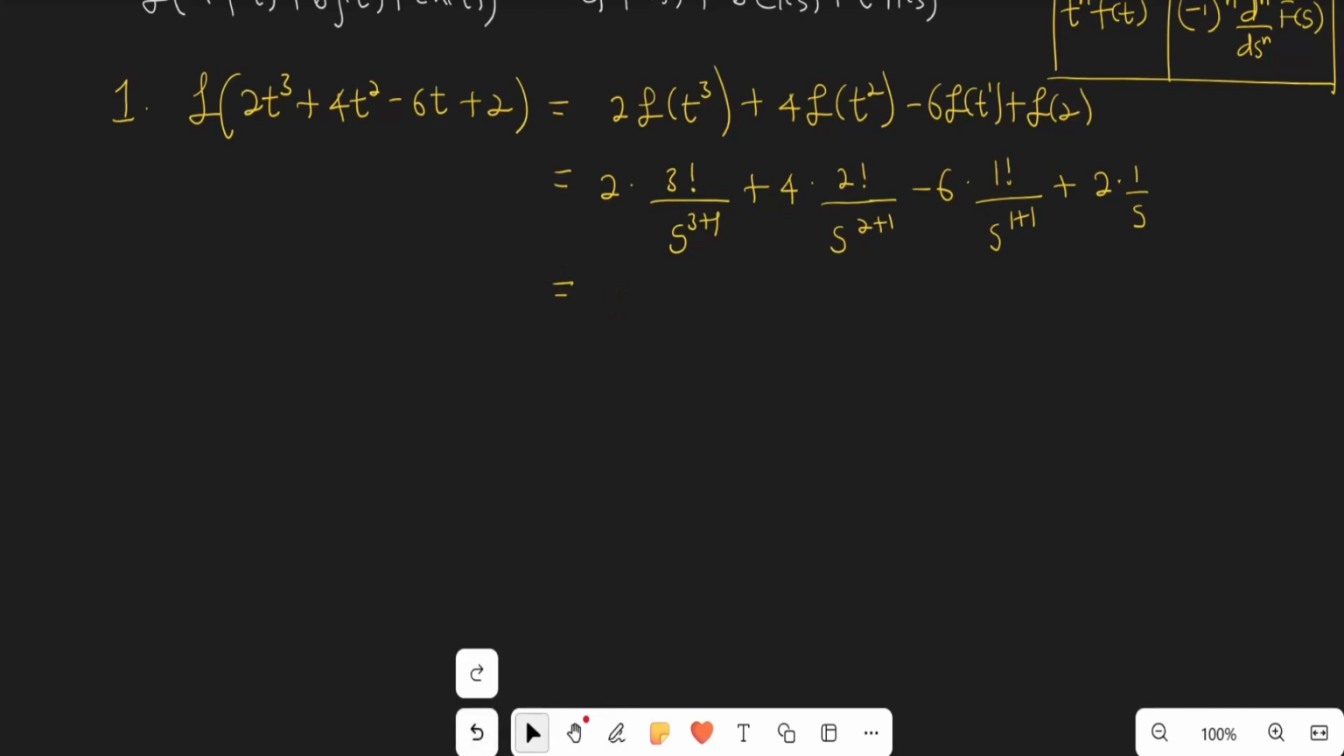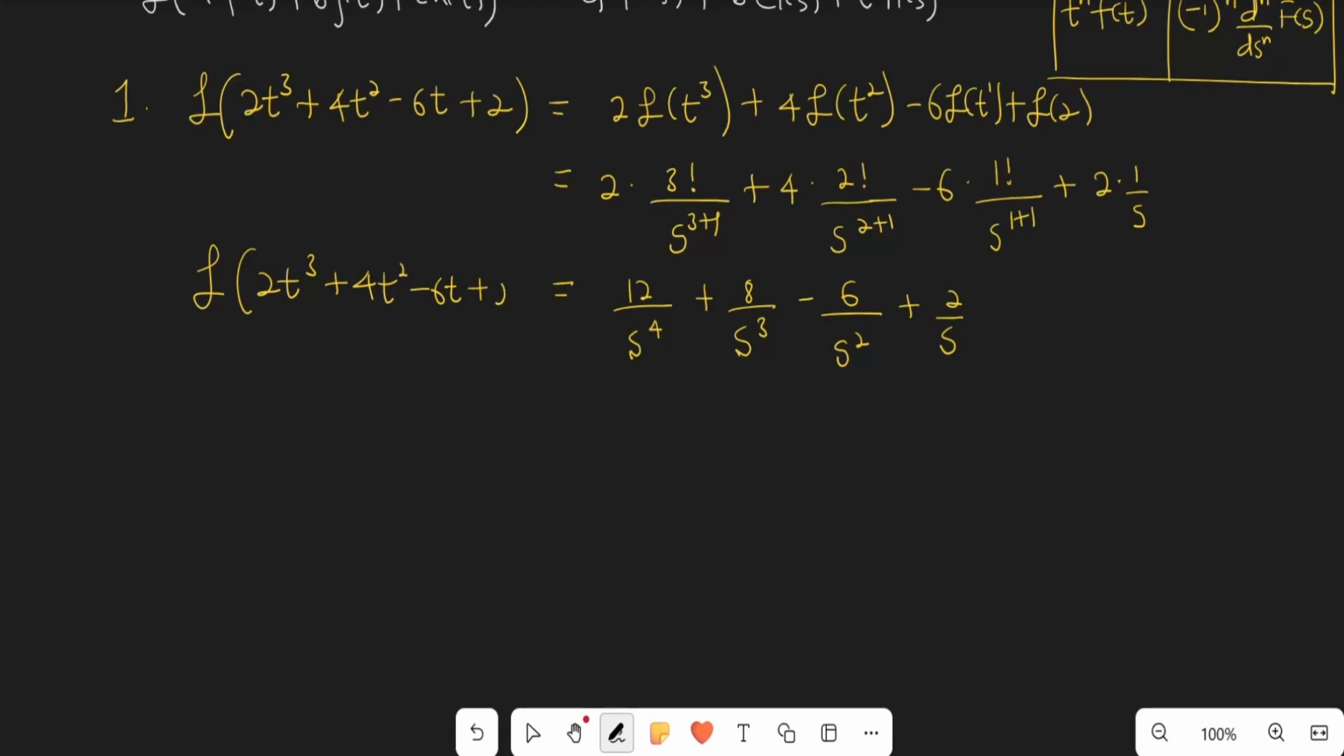3 factorial is 6 and 2 times 6 is 12. So this is 12 divided by s raised to the power 4, plus 4 times 2, which is 8, divided by s cubed, minus 1 factorial is 1 times 6, which is 6 divided by s squared, and now plus 2 over s. And this one is the Laplace transform of 2t to the third plus 4t squared minus 6t plus 2. Let me put this one in a box, why not?